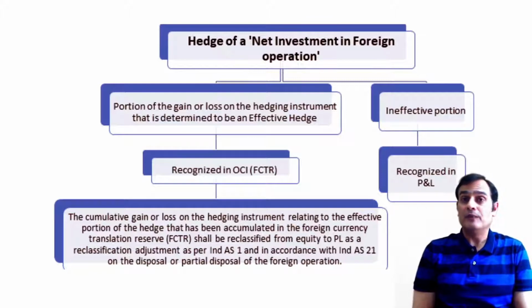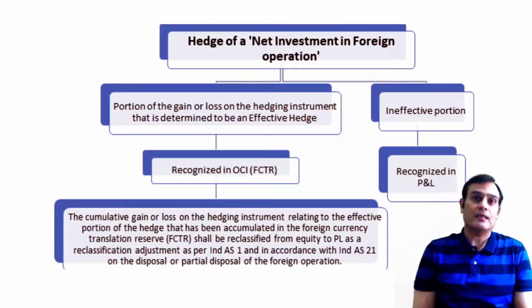If you recall what is given in Ind AS 21, on the disposal of the foreign operation, whether it's a complete or a partial disposal, the amount from the FCTR is supposed to be reclassified from the statement of changes in equity and is to be taken to the profit and loss account. Now this is treated as a reclassification adjustment under Ind AS 1.